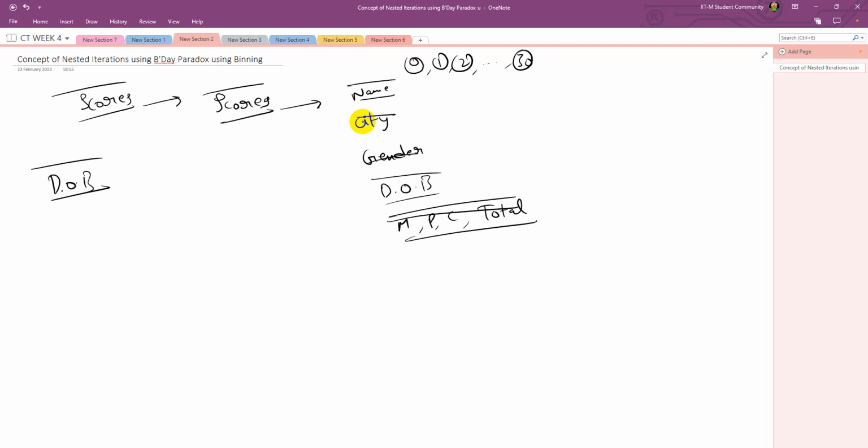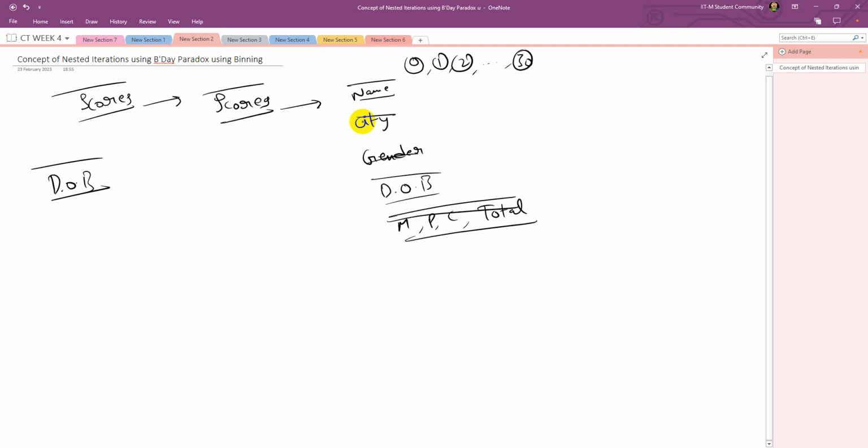First we consider the data set which is scores, and then we iterate through each and every student in the group, and then we increment that particular birthday if we find a repetition. When can we find a repetition? When they share the same date of birth.